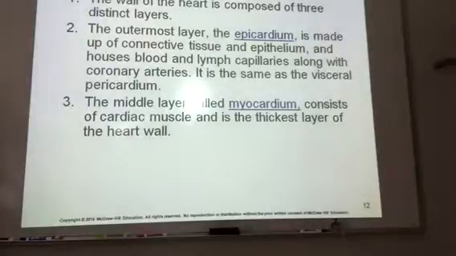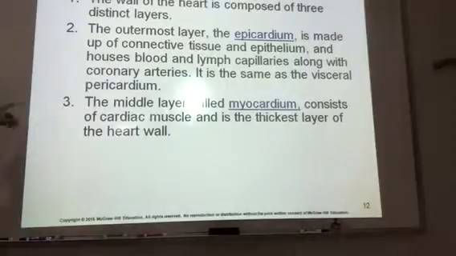The wall itself of the heart has 3 layers. Outer layer, now notice cardium. Cardio deals with heart. So the outermost layer, epicardium, is your connective tissue, epithelial tissue. It houses a lot of the blood vessels that actually keep your heart alive. Those are called coronary arteries, made up of the same material as the visceral pericardium.